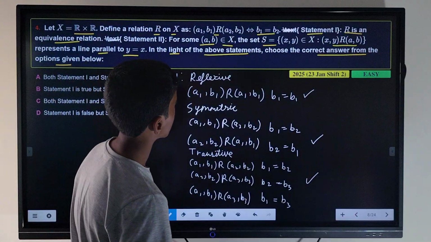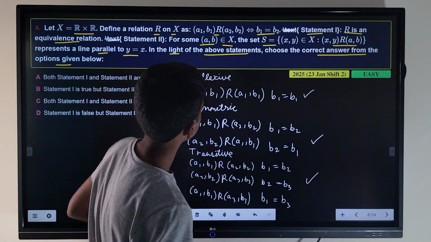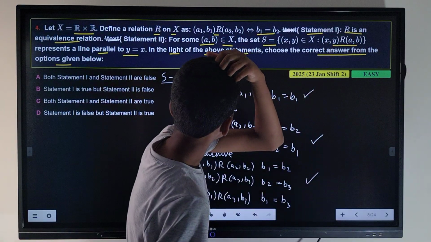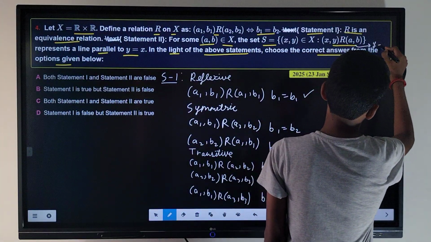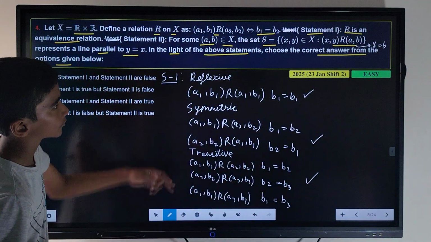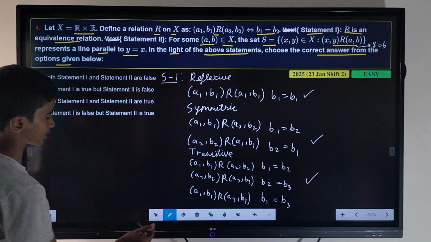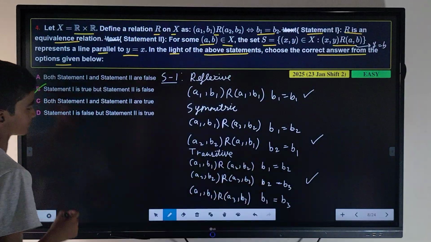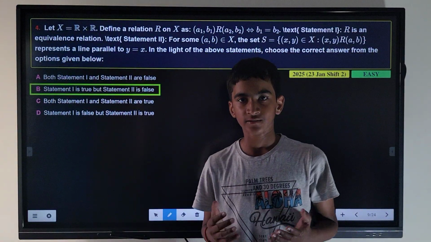Now let's look at our statement 2. For some (a, b) belongs to S, let the set S be equal to this. Now this is in the relation R. This means that this is y is equal to b, and it says it's parallel to the line y is equal to x, which is not true. So from here our statement 1 is true, but statement 2 is false, option B. And here is the solution, and we can see that our answer is correct.